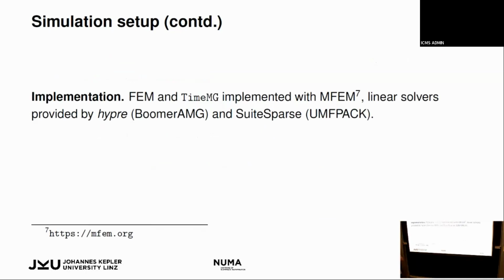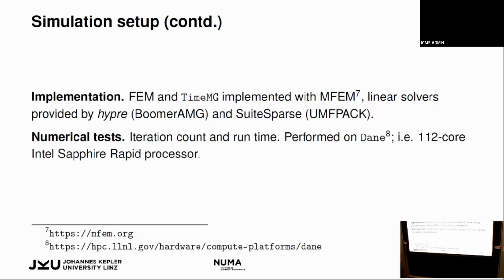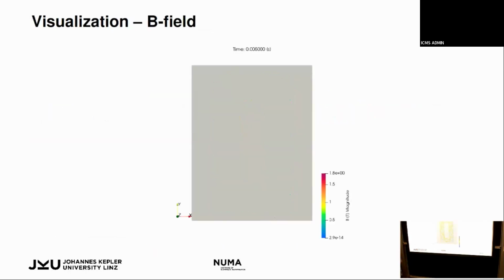How was this implemented? The time multigrid I have implemented in MFEM, a finite element library, and the linear solves are provided by Hypre for the time multigrid, and if I need a direct solver, I used UMFPACK. And I show iteration count and runtime. I performed this on Dane at Lawrence Livermore. We have in theory 112 cores. I will not use that many. This is then what you get.